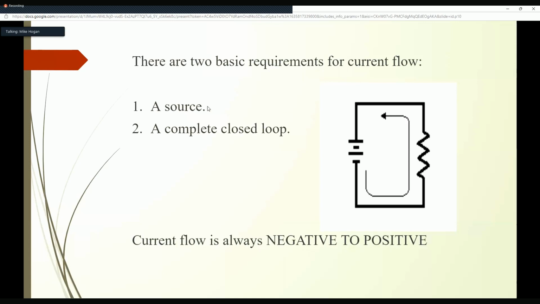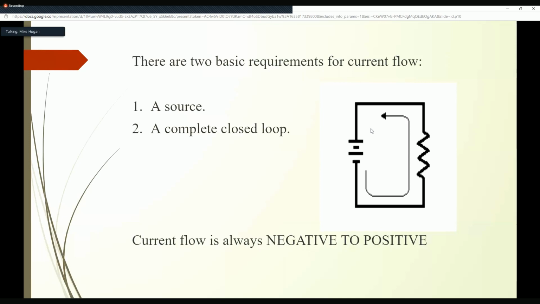It says we need a source, and we've got a source. It says we need a complete closed loop, so I have to have a loop that goes all the way around. If I've got a break in that loop, then current cannot flow all the way, and it's not going to flow through the circuit at all.